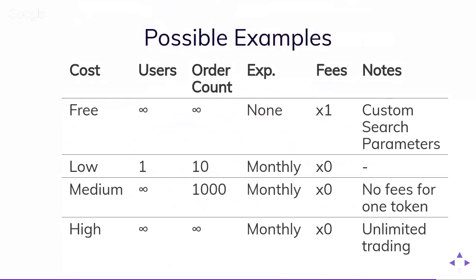When I say on the medium cost example here, no fees for one particular token, I'm not necessarily meaning only ERC20 tokens there. It could be ERC 721 tokens as well. And when I say one particular token, it could be a small set of tokens instead of one particular token.